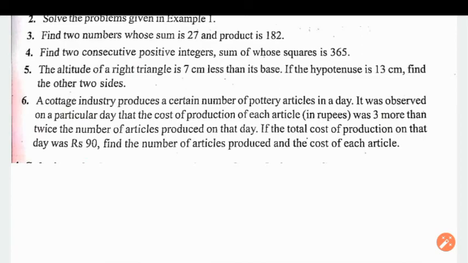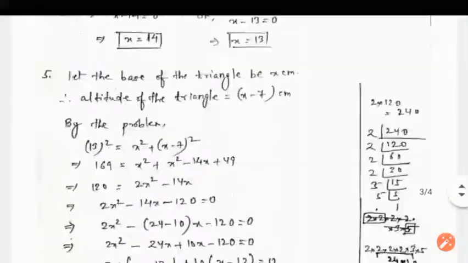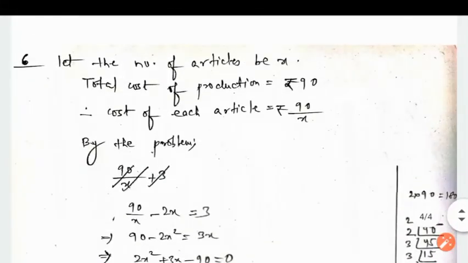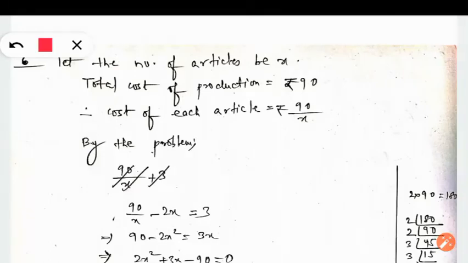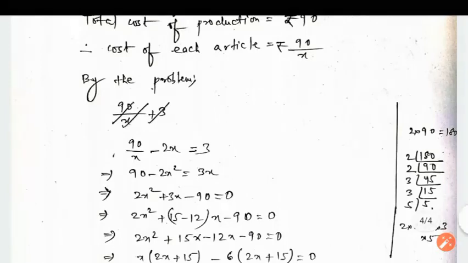So let the number of articles produced be x. Total cost is given by the question, 90. Then what will be the cost of each article? If total cost is 90 and number of articles is x, that means the cost of each article must be 90 divided by x. Total cost is 90, number of articles is x. So what is the cost of one article? 90 by x.